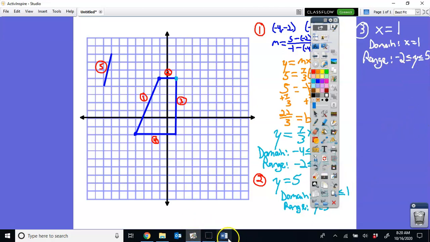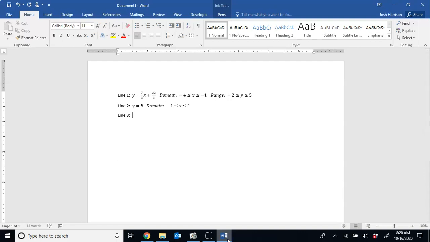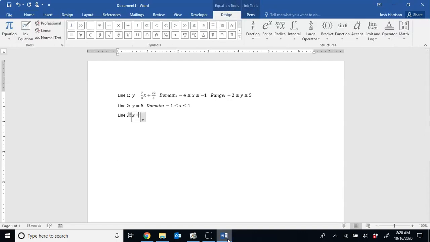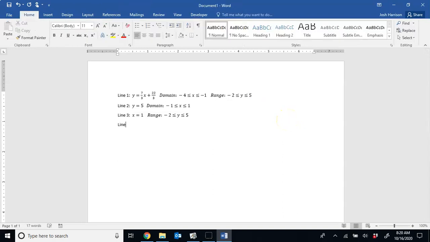So I could come over here again to my Word document and I could type it in. All right, we got Alt equals, that's the Alt button by the way, I'll say it again, X equals 1. My domain will not change. It'll be X equals 1. So if you don't want to write the domain for a vertical line, that's fine. The range, however, will change. It'll be -2 up to 5. And so then I'm ready to go to line 4. And I just keep going through this process for my entire project.